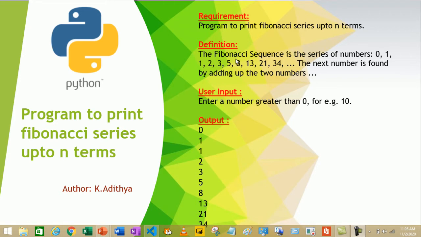The Fibonacci sequence is the series of numbers 0, 1, 1, 2, 3, 5, 8, 13, 21, 34. The next number is found by adding up the previous two numbers. Okay, let's assume that the user has given the input 10. The output will be the Fibonacci series from 0 to 10. Okay, now let's see how Fibonacci series are generated.